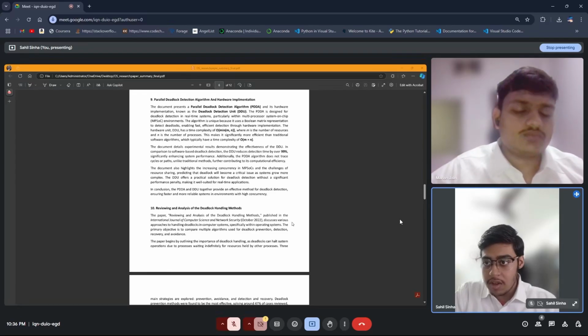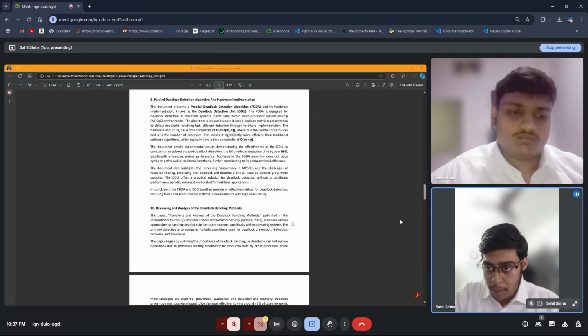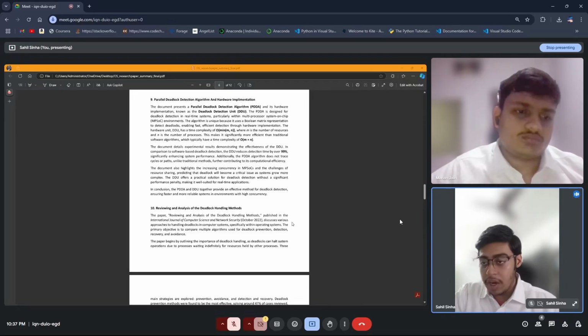The strategies include prevention, avoidance, detection, and recovery. The effectiveness analysis in this paper shows that prevention methods are identified as most effective, solving approximately 47% of reviewed cases, followed by detection methods and recovery methods that follow at 28% of problems, and finally avoidance, at 25%.